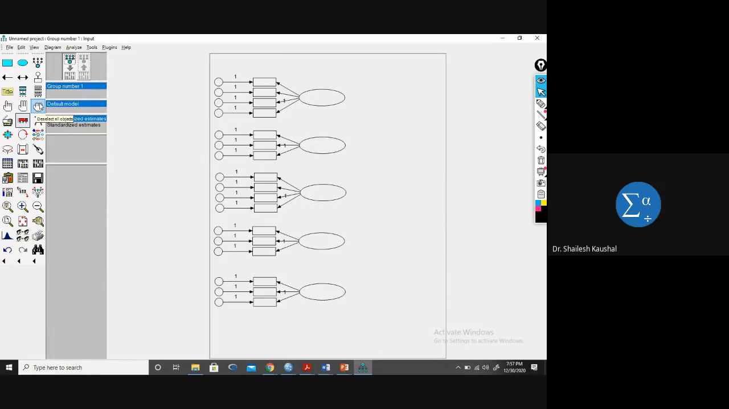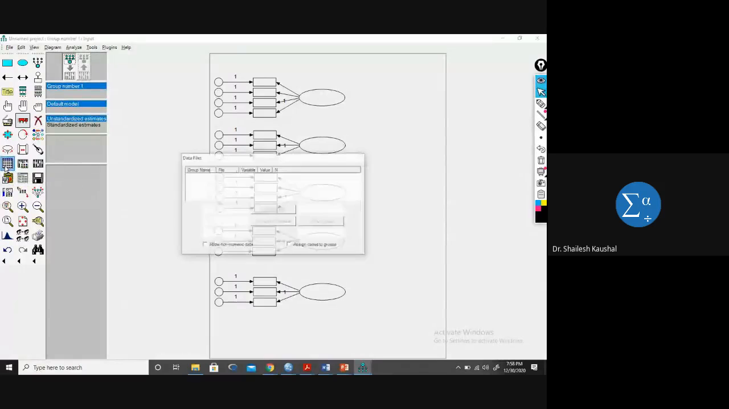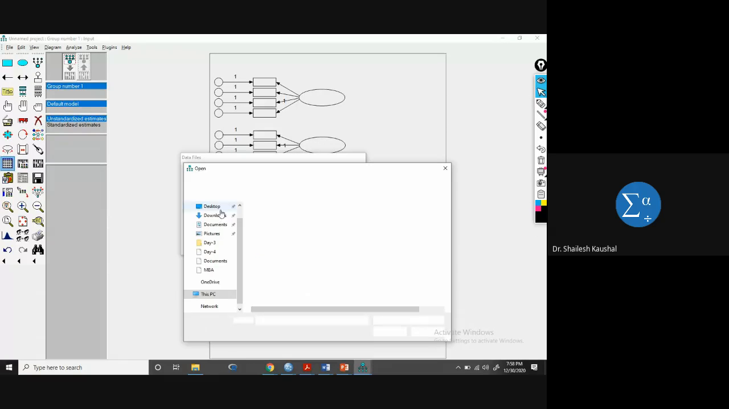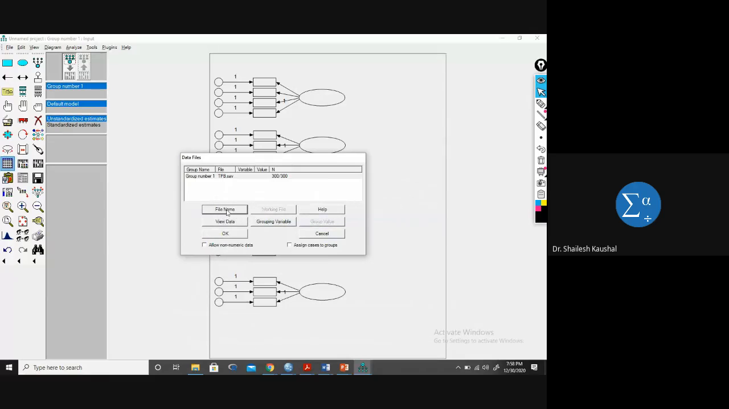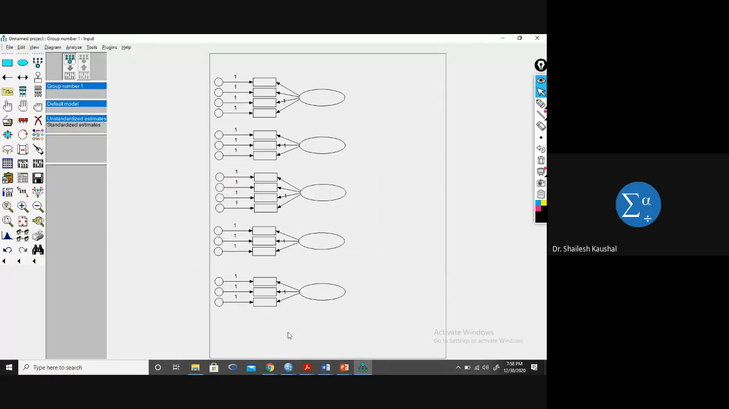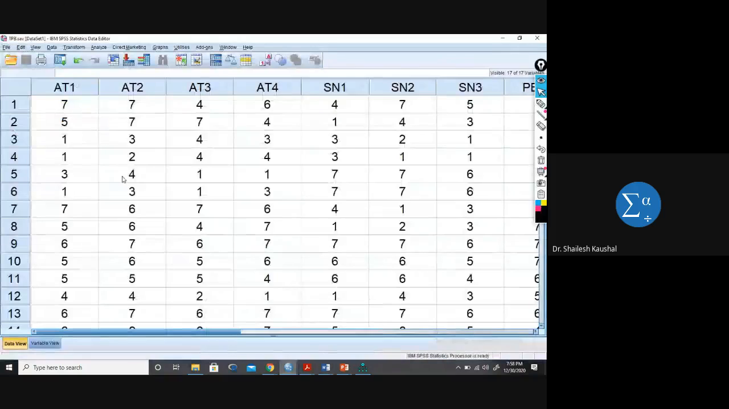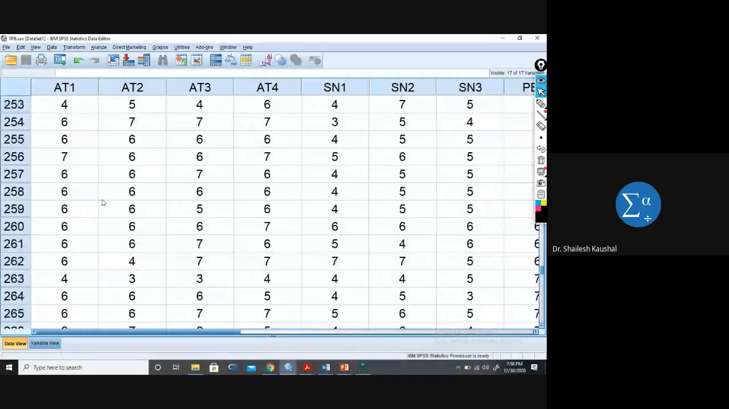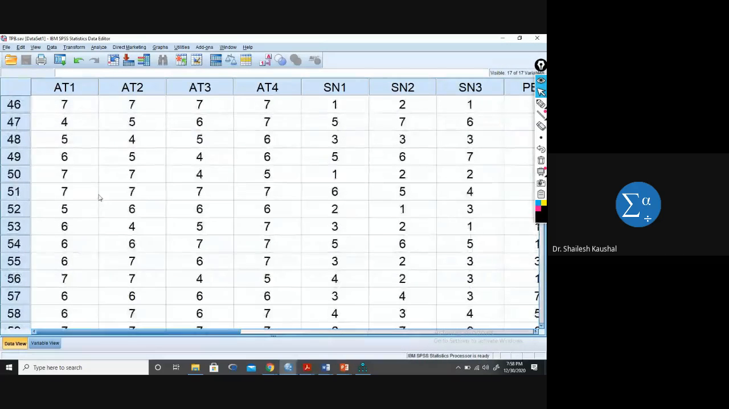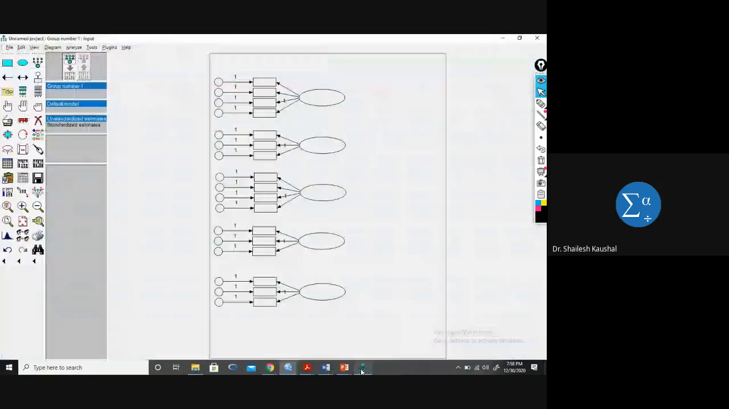Now I want to open my file. This is select data file. Where is my data file? It is on the desktop. This is the JVA Edutech folder, and day 5. This is the file name TPB. Okay, and then okay. This is my file TPB, theory of planned behavior, with 300 respondents.